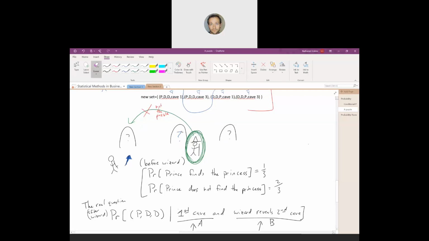So the wizard can choose cave 2 or cave 3. The wizard cannot choose cave 1 because that's where the knight is going. That's not in the puzzle. So given that the knight's going into cave 1, the wizard cannot reveal anything about cave 1. He can reveal something about cave 2 or cave 3. So far, so good?